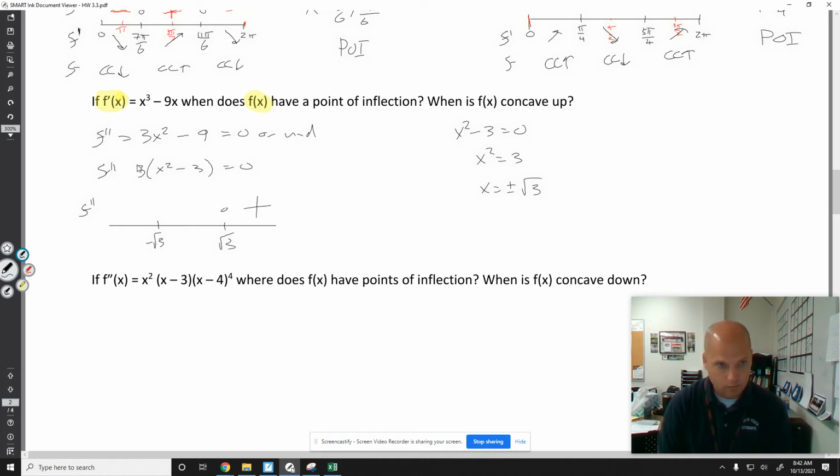Plug in 0, that's a good one. 3 times 0 squared minus 3, that's 3 times negative 3, that's a negative. Plug in negative 4. Negative 4 squared, positive, minus 3 stays positive, times 3 stays positive. Okay? So f prime increases, decreases, increases, which means f is concave up, concave down, concave up. So both of these are points of inflection.